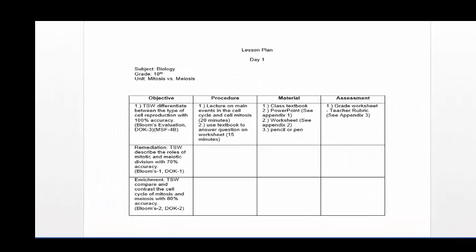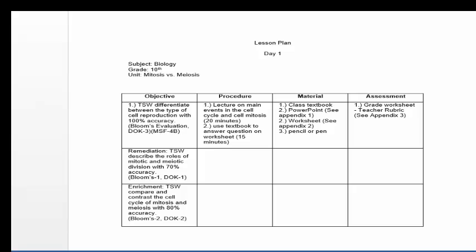All right, let's look at one more lesson plan from another student. And this lesson plan, the subject is biology, 10th grade, and the unit is mitosis versus meiosis. So as we look at objective number 1, it states the student will differentiate between the types of cell reproduction with 100% accuracy. Now they're saying that this is a Bloom's evaluation, a DOK3, and a Mississippi State Framework 4B for science.